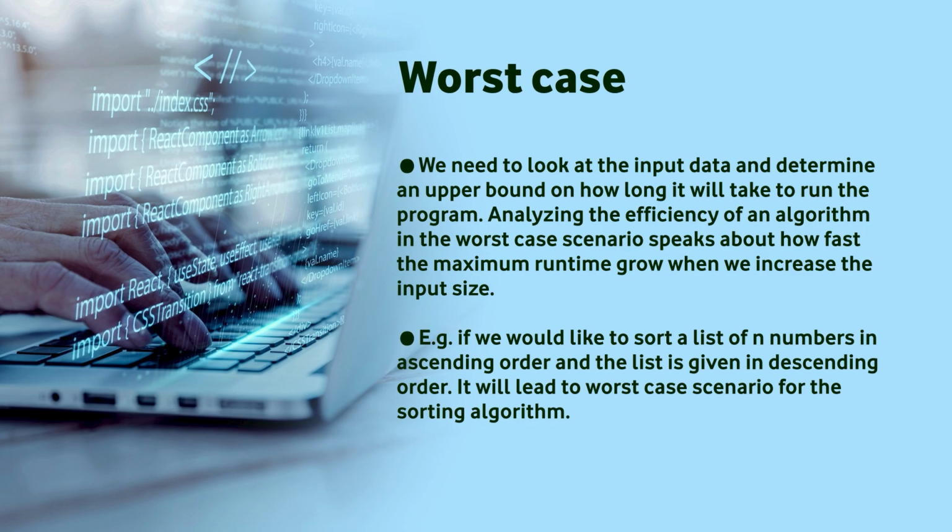For example, if we would like to sort a list of n numbers in ascending order and the list is given in descending order, this is the worst case scenario. If the list is already given in descending order and we have to sort it in ascending order, in this case we will find that the scenario satisfies the worst case. Okay.